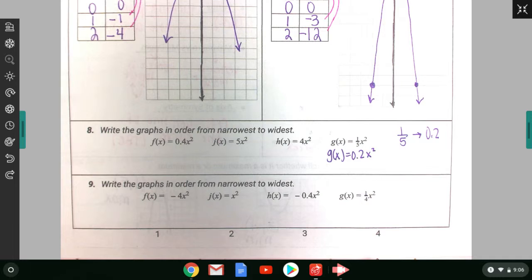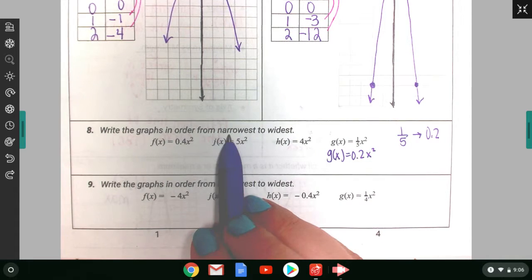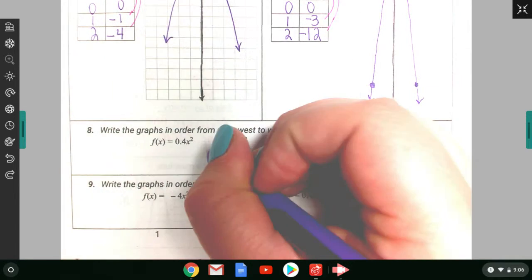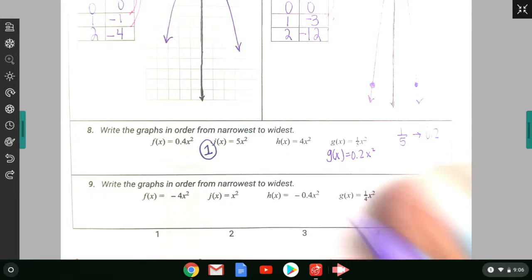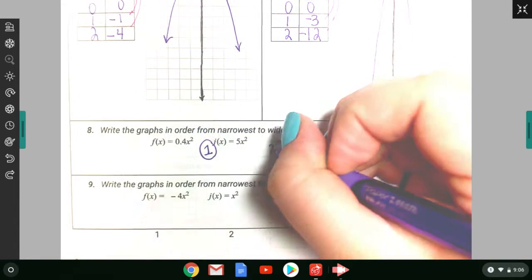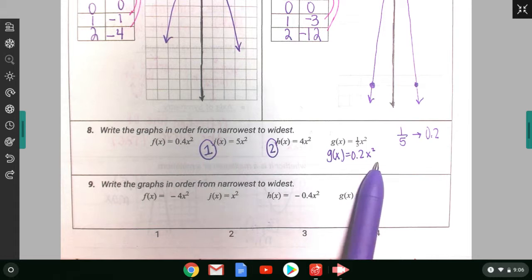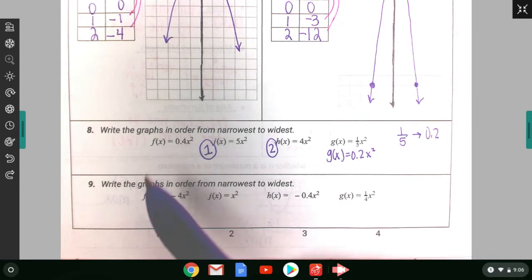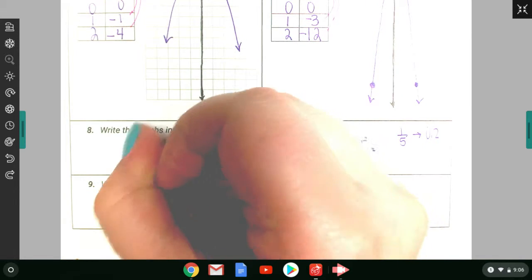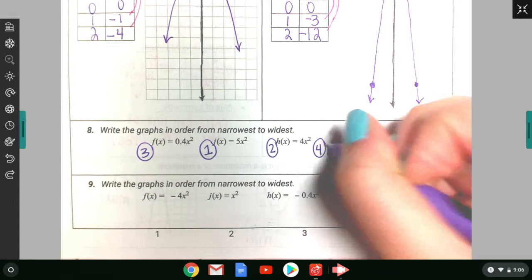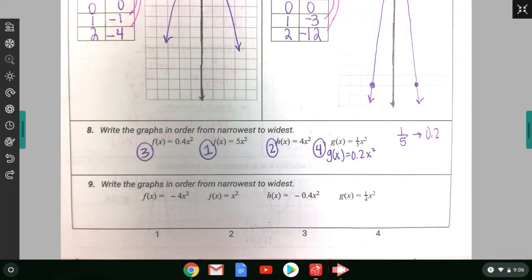So let's see, if I was going to rank these from the most narrow, that'd be the highest A. So this would be the most narrow, number 1. Number 2 will be the 4. And then these ones, the biggest one would be 0.4. So then this will be next. And then 4th place, g of x. So biggest number to smallest number.